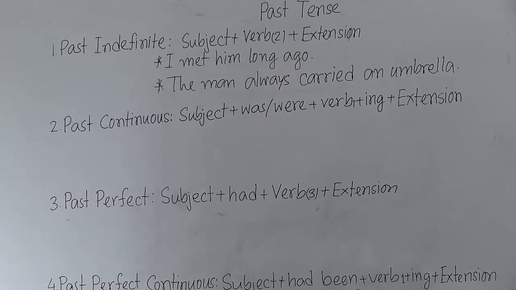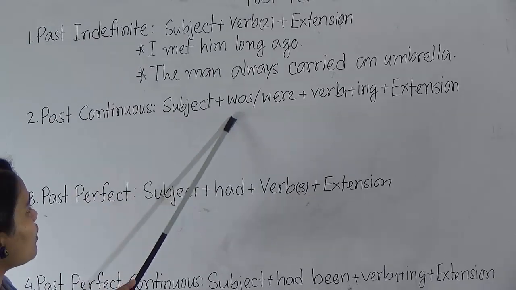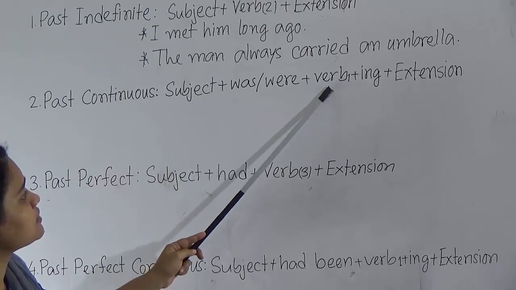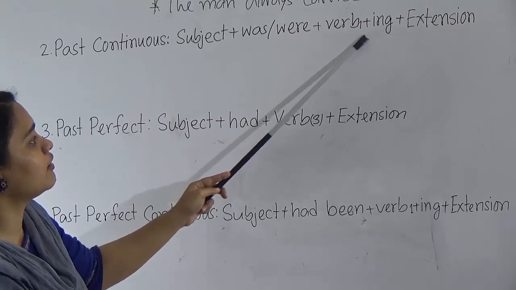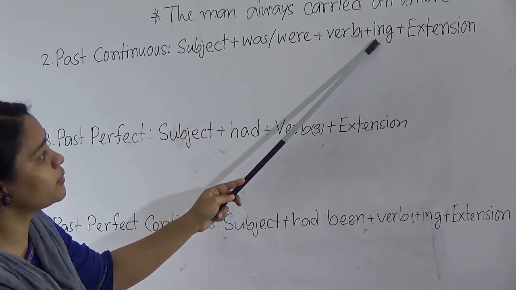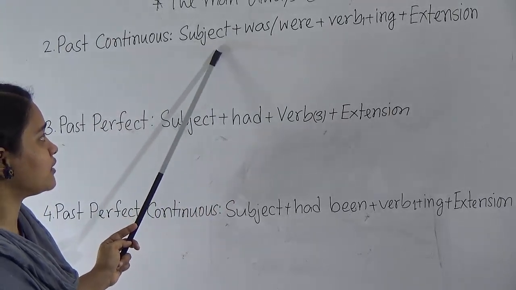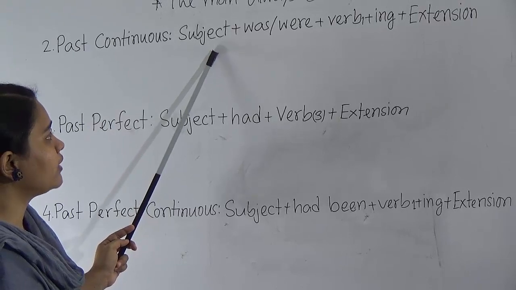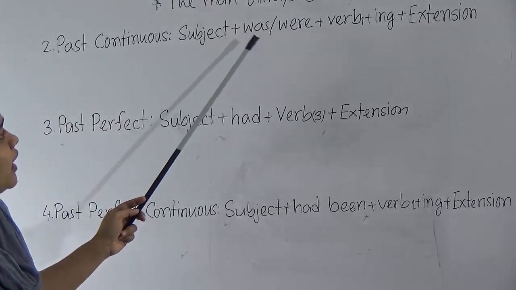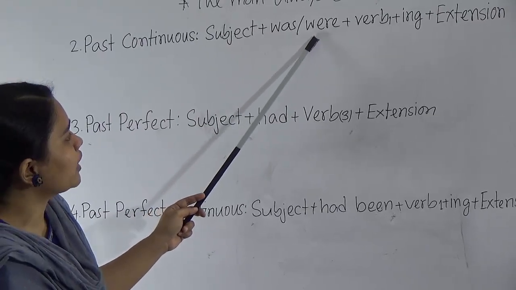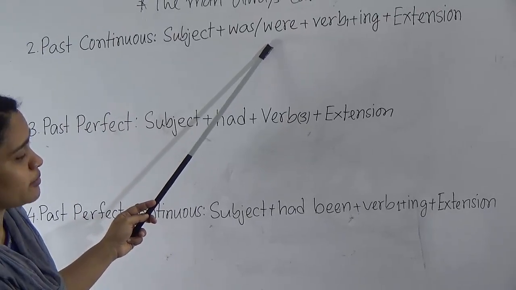Now past continuous tense. And the structure is subject plus was or were plus verb 1, that means the base form of the verb or the present form of the verb, along with ing, plus extension. And we use was when the subject is singular. That means when we are talking about one person or one thing or one animal or one bird. And we use were when the subject is plural. That means when we are talking about something which is more than one.